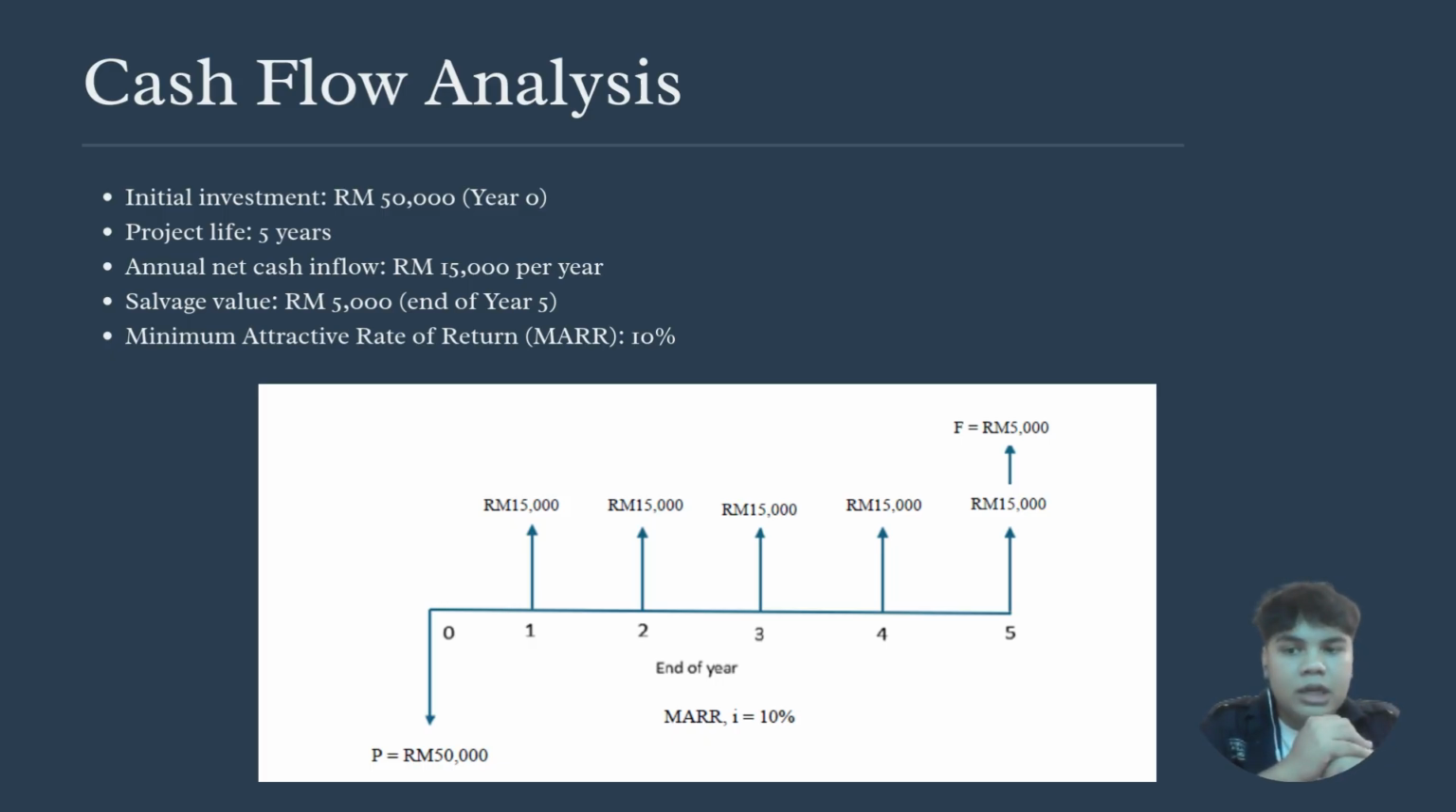The project requires an investment of 5,000 at year zero, and it is evaluated over a 5-year period. The system generates a constant annual net cash inflow of 50,000, representing operational savings. At the end of 5 years, a salvage value of 5,000 is considered. A minimum attractive rate of return of 10% is used for financial evaluation.